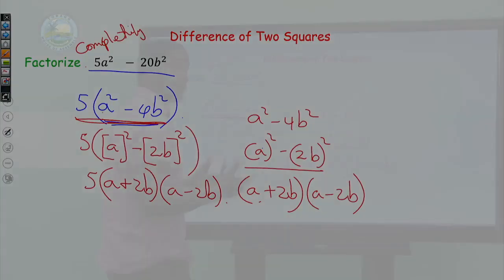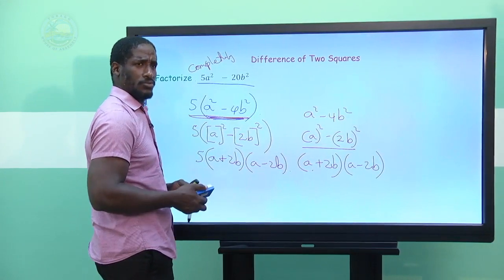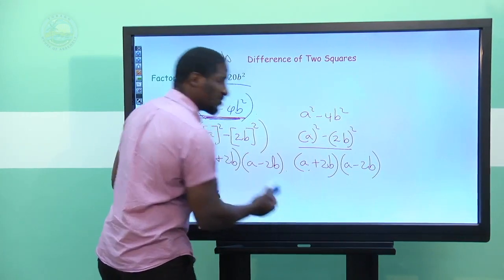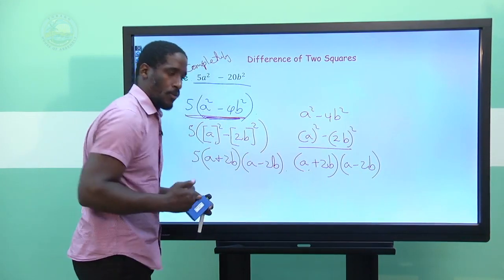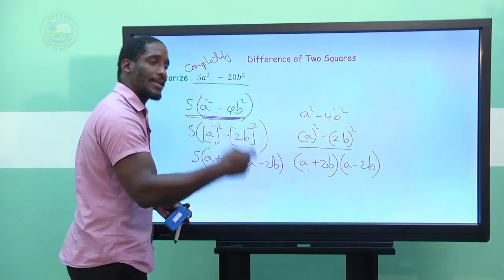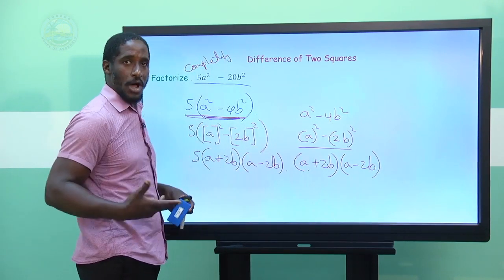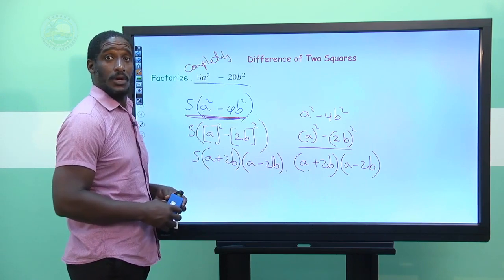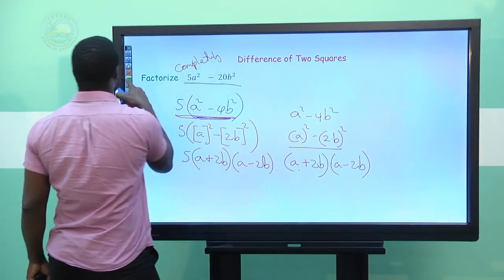Nice. Initially, it looked as if it would have caused us some challenge. But once we follow the rules, once we follow the steps that are utilized in factorizing terms in algebra, we were able to figure it out. Let's look at another one.